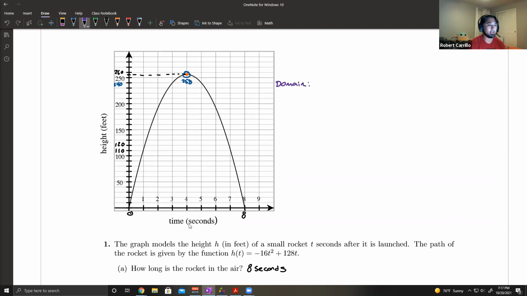What time does the rocket start at? 0. And what time does the rocket land? 8.